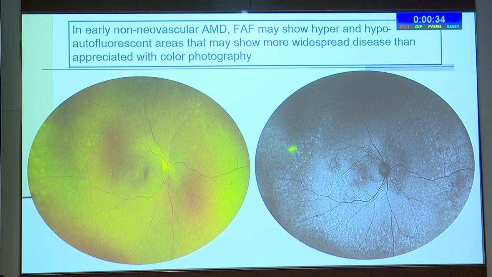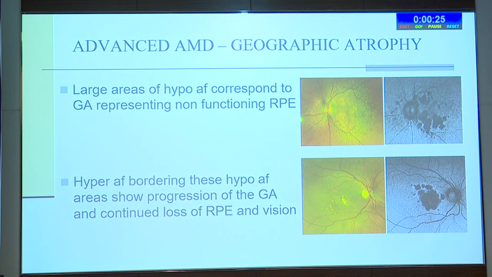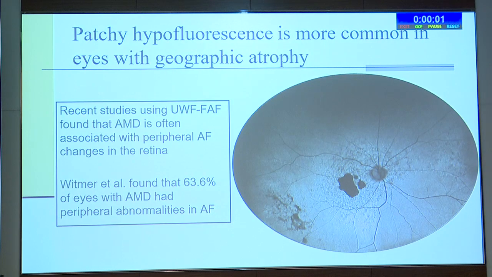What about AMD? AMD in ultraviolet field, we get a lot of abnormalities in the periphery, in almost 97% of patients. So as we talked about earlier, the dark areas are basically dead RPE and photoreceptors. And in geographic atrophy, what we look for is the zone of hyper autofluorescence around these areas of hypoautofluorescence. And this indicates that these are the areas of future damage and the enlargement of the geographic atrophy.